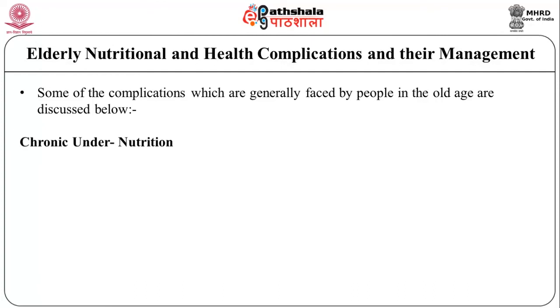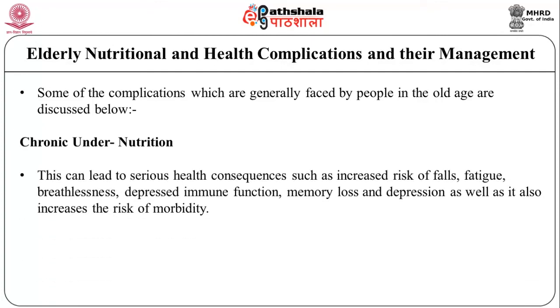Chronic undernutrition can lead to serious health consequences such as increased risk of falls, fatigue, breathlessness, depressed immune function, memory loss and depression. It also increases the risk of morbidity. The root causes of undernutrition among the elderly are abnormal absorption and poor utilization of nutrients and low food intake. Not only these, the side effects of drugs result in less appetite, increased urination and drug-nutrient interactions. There are numerous means by which nutrition can be affected by drugs.